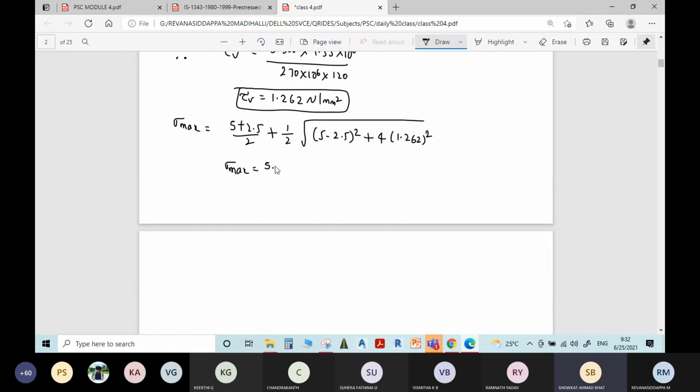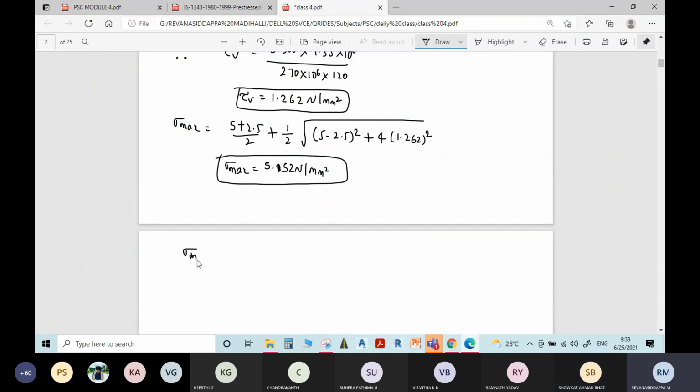5.254. Okay, I got 5.5, no problem. Yes. Sorry sir, it is 5.524. Yes, even I got the same answer, 5.52, that's why. Okay, 5.52 Newton per mm square.